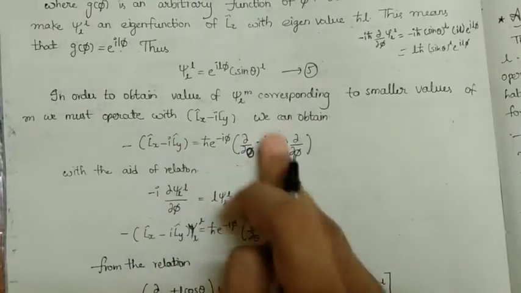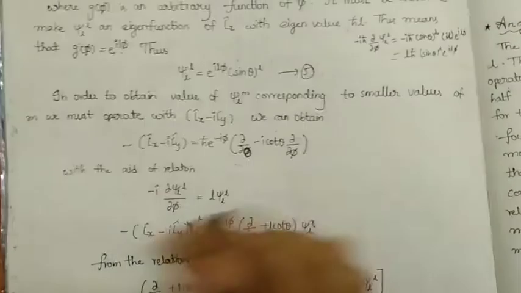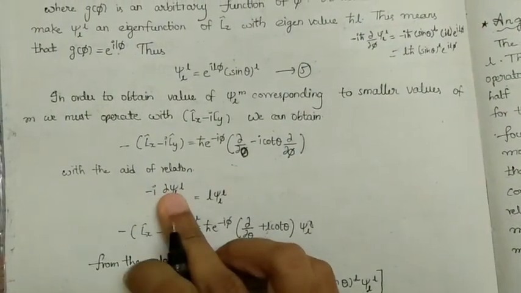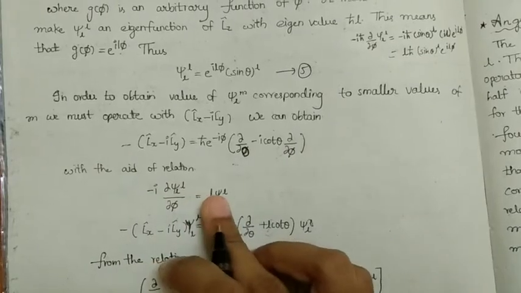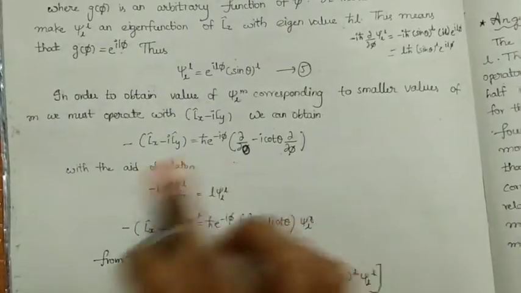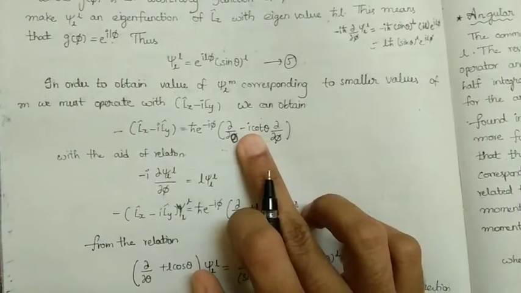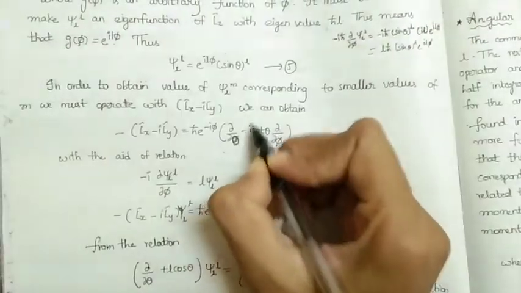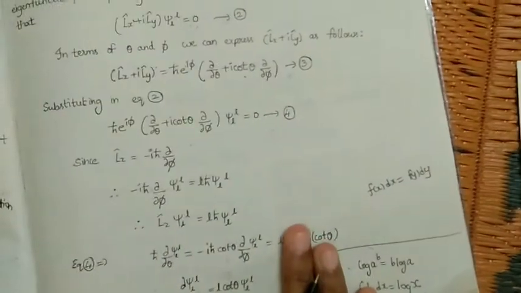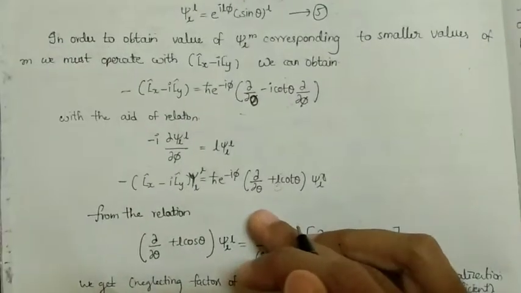This is the relation we used to get, and with the aid of this relation, that is minus i h cut dou by dou phi, if we operate on the wave function, we would have l h cut psi l l. If we cancel those h cuts, we would have this form. Here also we have minus i dou by dou phi. In the previous section also we did this simplification, l h cut psi l l, where cot theta was replaced with l h cut. The same procedure we need to follow here also.